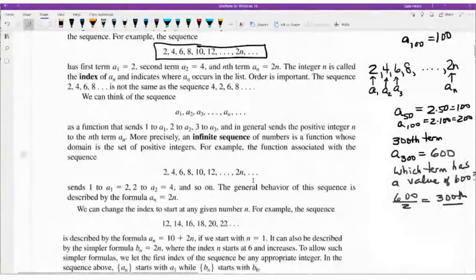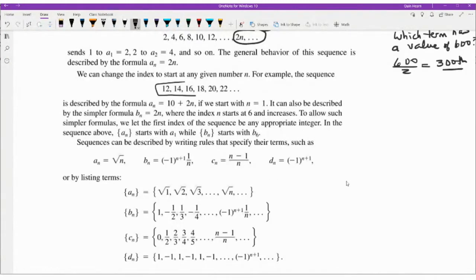So a lot of working with sequences is going to be determining that relationship. Now, the sequences that we're interested in are going to be infinite. That means they go on forever. And that's the reason why after the 2n here, we have the ellipses, because that tells you that it's going to go on without end.